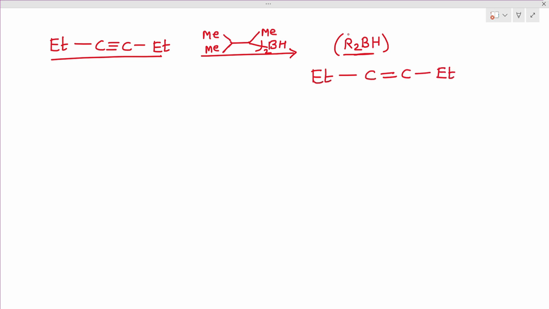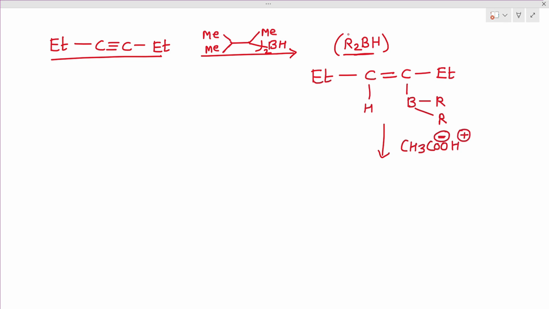Now this R2BH group will be added on either of the sides. Both the sides are same. Okay, you can add it either here or on the opposite side. This does not matter. Okay, hydrogen will be added here, right? Now see here, this is treated with CH3COOH. We can write it like this, CH3COO minus H plus.